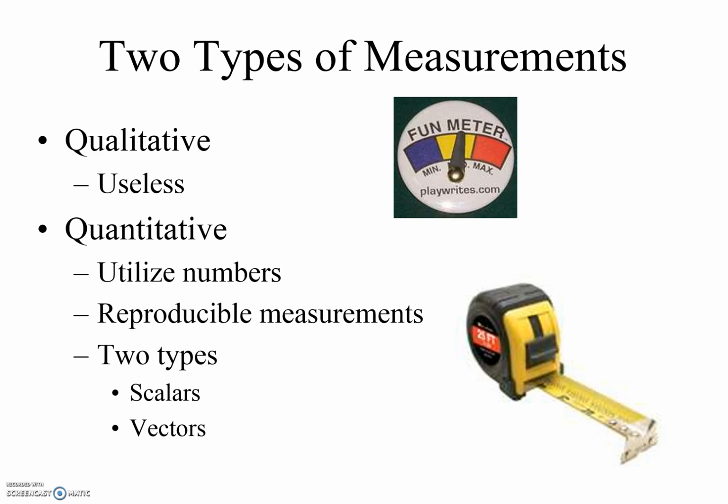The other type of measurement is called a quantitative measurement. Quantitative measurements utilize numbers and have units to go along with their numbers. They're more reproducible. And there are two types of quantitative measurements. The first are called scalar, and the second are called vector measurements.